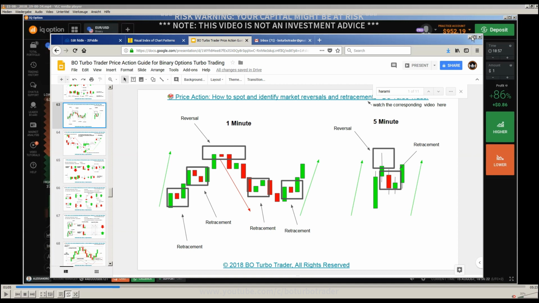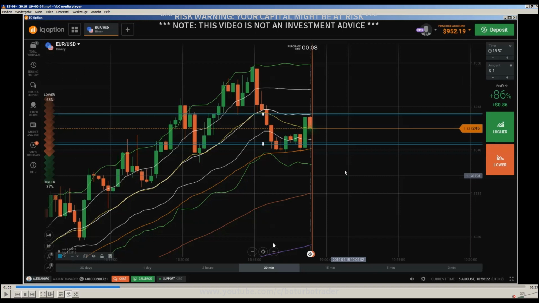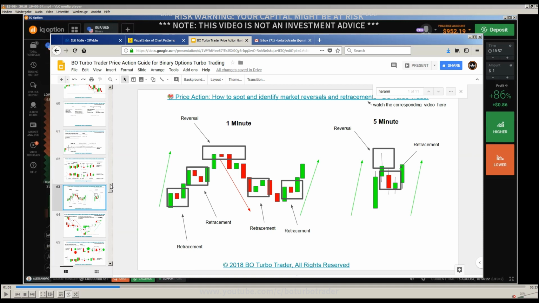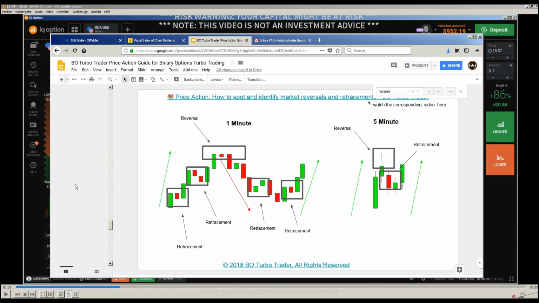So okay, let's start. I have explained this also in the ebook. We are here having the double bottom. So let me show you this. Where do we have this double bottom chart pattern? Somewhere here.